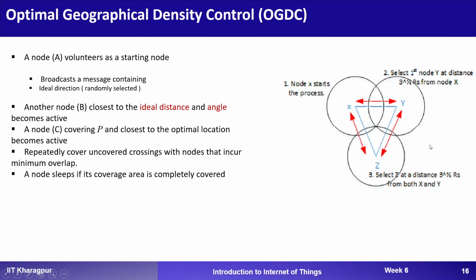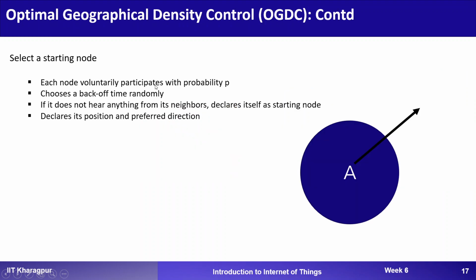This is the starting node, and this is how to select it. The starting node can be any node that voluntarily participates with probability p. All the nodes choose a back-off time, which is the time for which the nodes wait for other nodes to send messages. If a node is not hearing anything from its neighbors, then that node will declare itself as the starting node. Whenever it declares itself as a starting node, it declares its position as well as the preferred direction in which it is going to send the message. For example, here this is the starting node, and it is sending the message in this direction. The angle of elevation will be calculated, and according to that the direction can be calculated.